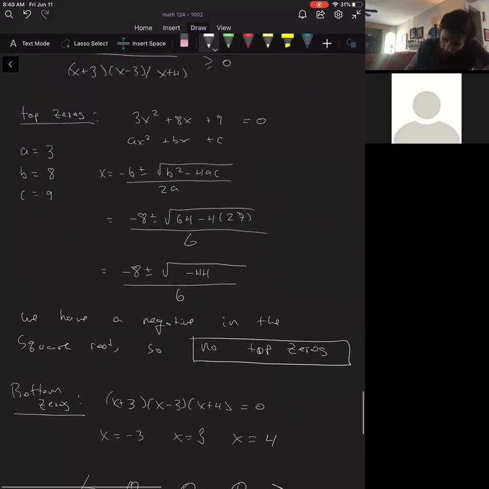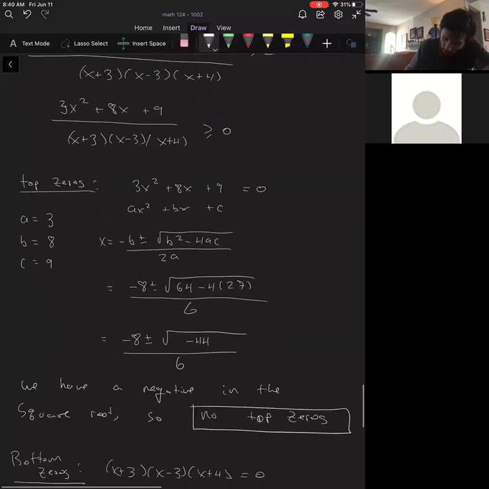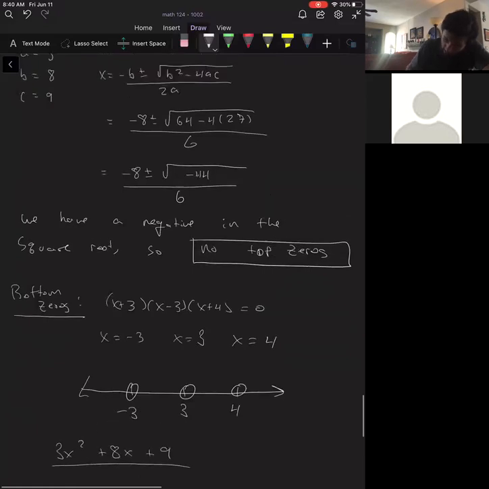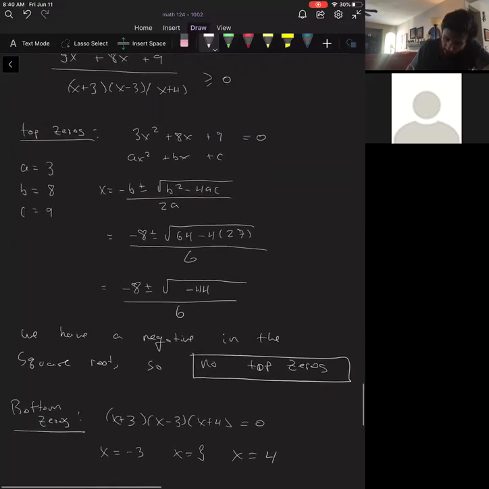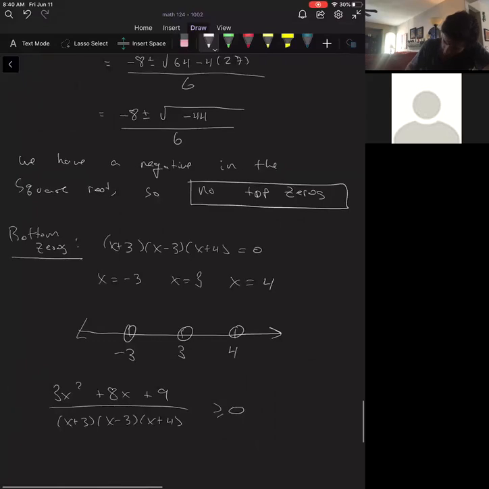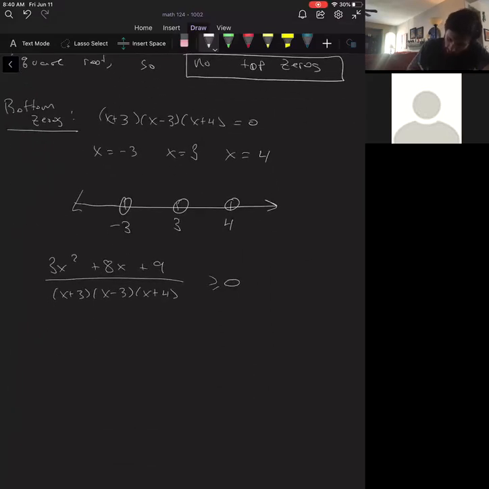And so what is our problem? Our problem was 3x squared plus 8x plus 9, divided by x plus 3, x minus 3, x plus 4, and we want this to be bigger than or equal to 0. So this one's going to be a little annoying to plug in these numbers because we don't have the top factored. So what would happen if we plugged in minus 3? Is this going to be a positive number or a negative number?